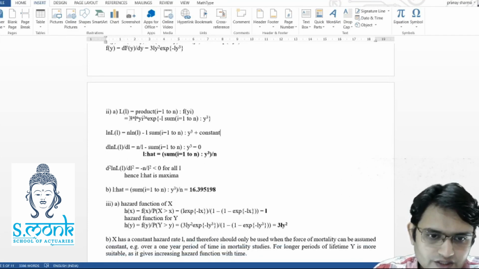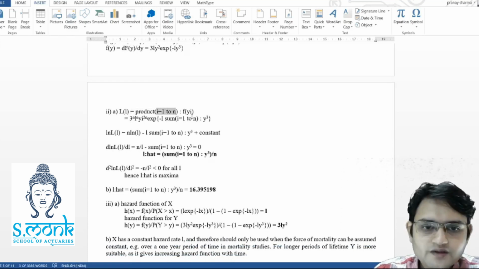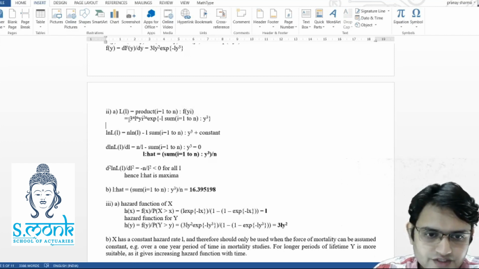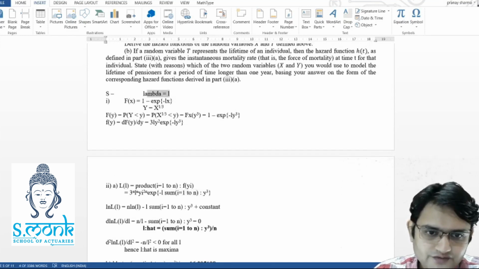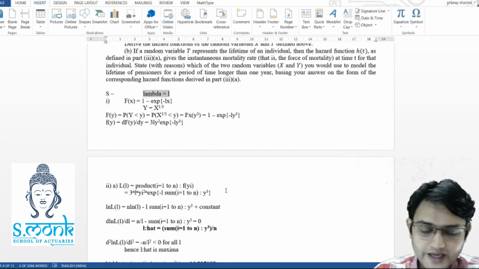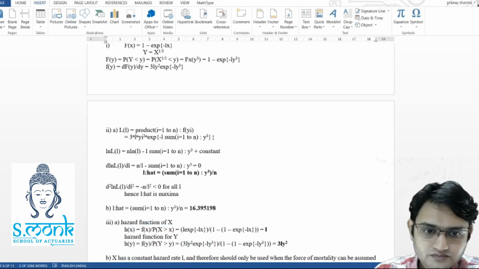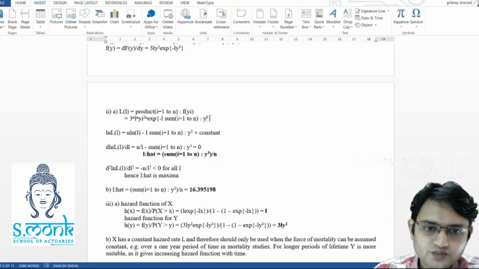Here again, you can see we have our product, these are the limits, i going from 1 to n, and then f of yi. Then we substitute all of these, I have taken them directly out, and then exp, and then minus lambda, and then sum this. Again, you can see that I have specified that my lambda is going to be L. So again, this is our sum, i equals 1 to n, and then y cube.